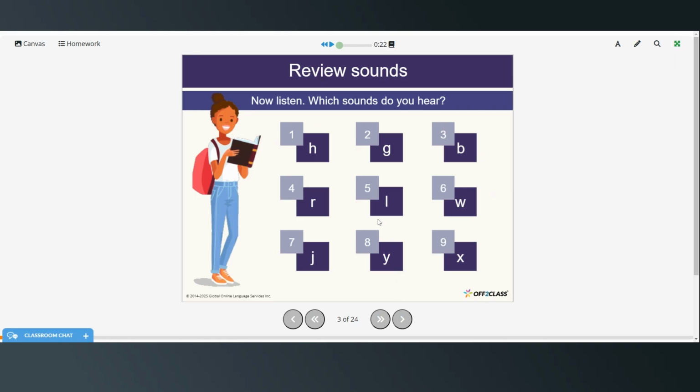All right, now listen and write down these sounds in the order that you hear them, and then I'll play it a second time so you can check your answers. J, G, X, B, W, Y, O.